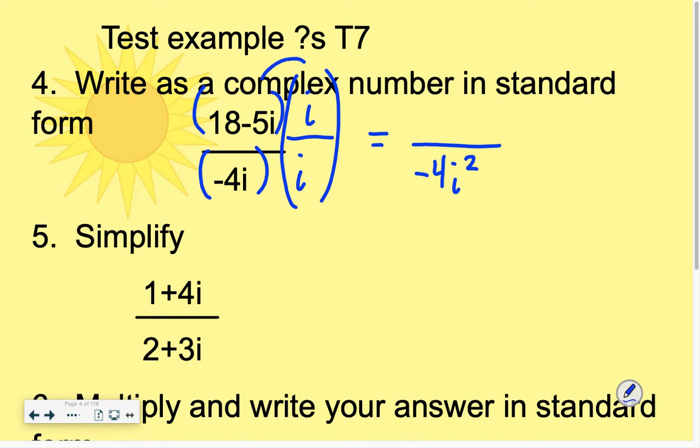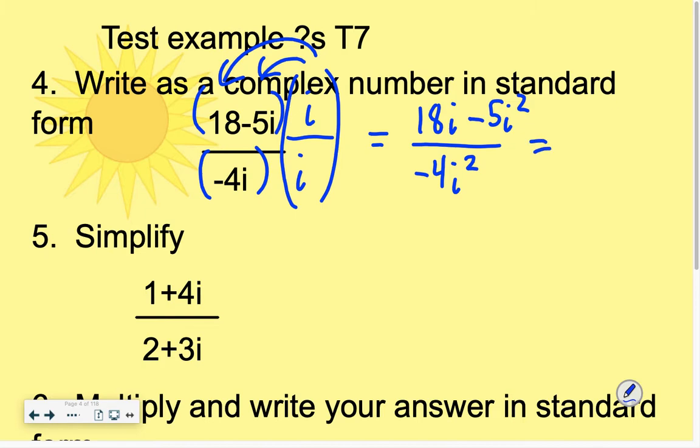And then the numerator, I'm going to distribute the i to both of those. Notice how there wasn't parentheses around the complex number to begin with. But if I'm multiplying a complex number by something, I have to distribute that something, in this case i, to the real part and to the imaginary part. So it's 18 times i minus 5 times i times i.